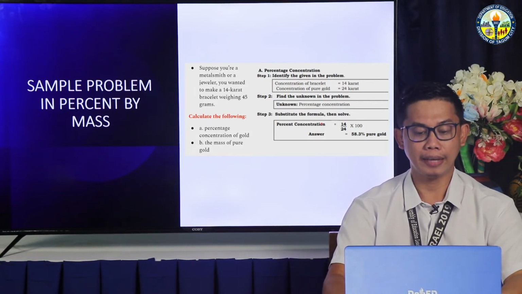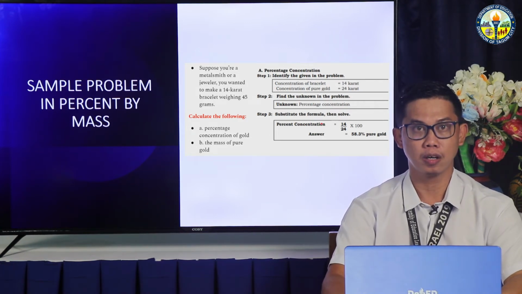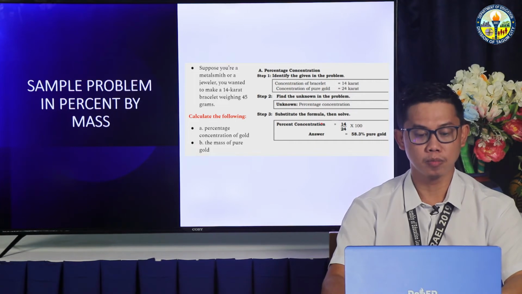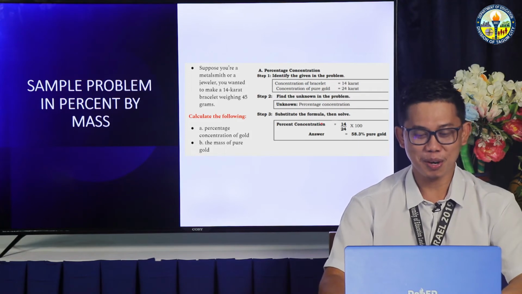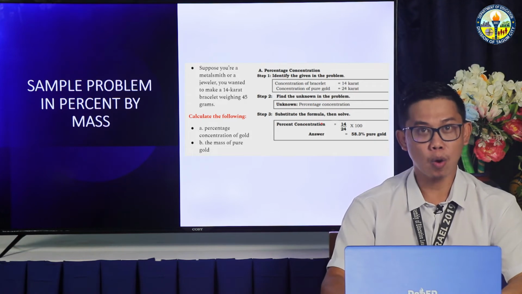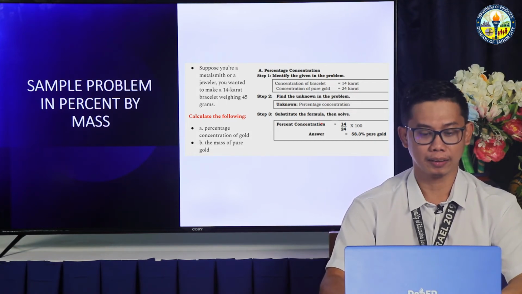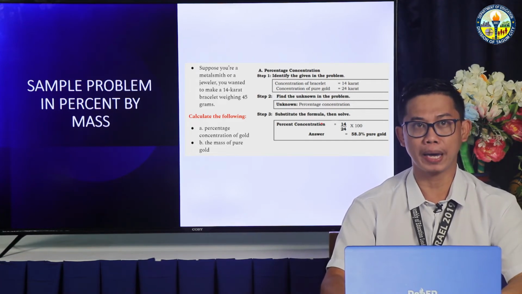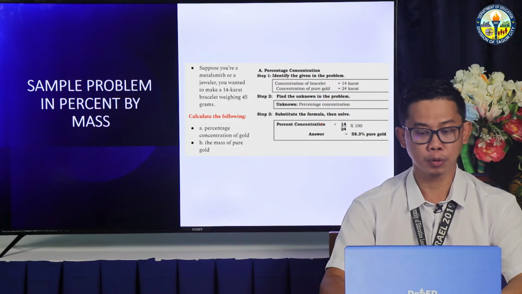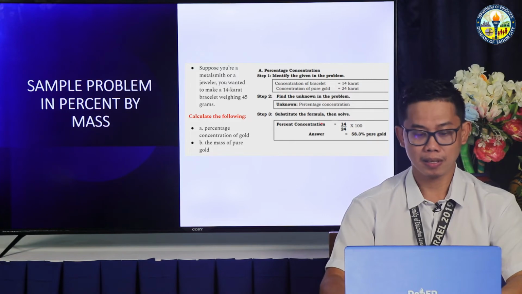Next is to get the mass of pure gold. Step 1. Identify the given in this problem. Concentration of bracelet or referred to the mass of solute, which is equal to 14 karat. Concentration of pure gold or the mass of solution is equal to 24 karat. And the weight or mass of the bracelet is equal to 45 grams. Step 2. Find the unknown in the problem. What is asked is mass of pure gold.